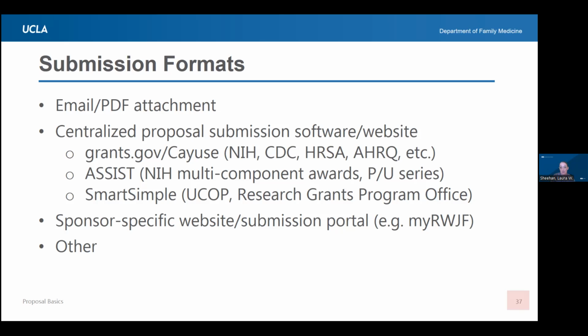If it's a multi-component award, it's ASSIST. SmartSimple is a really common one. I know UCOP uses it. Sometimes the sponsor will have their own submission portal. My RWJF is an example of that. Or there might be some other way that they want you to submit.